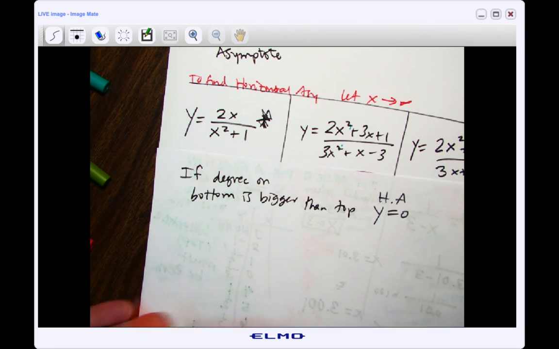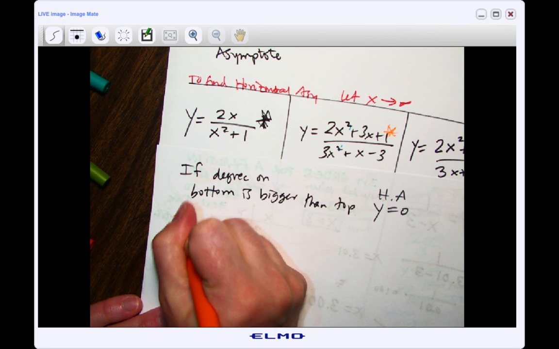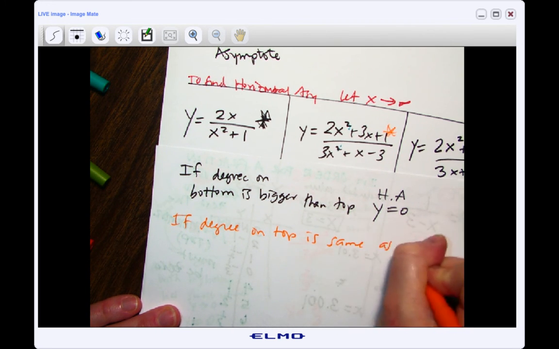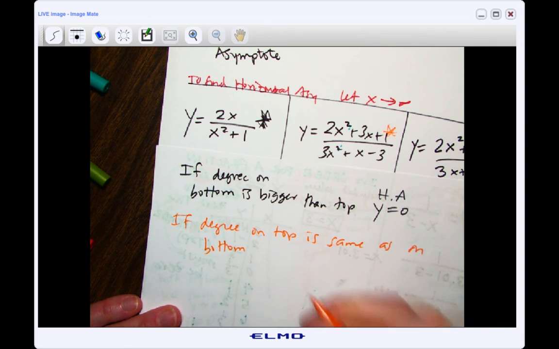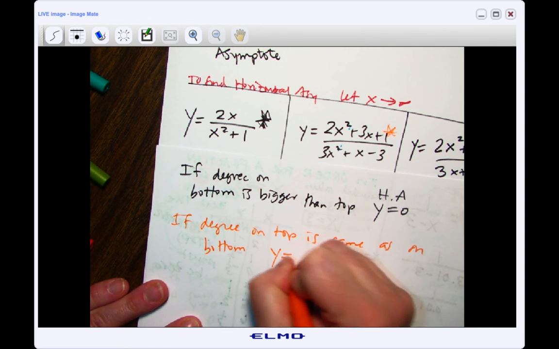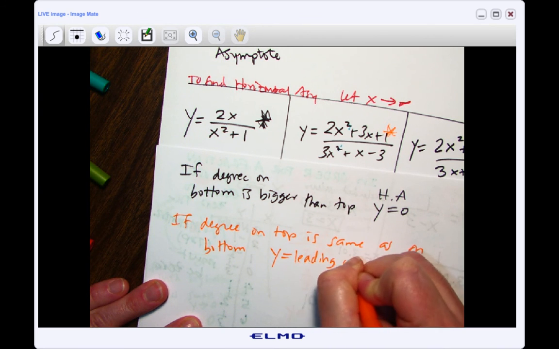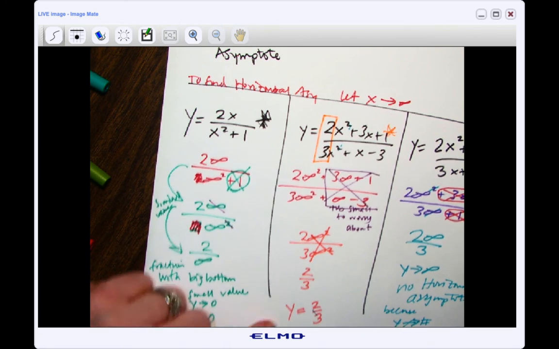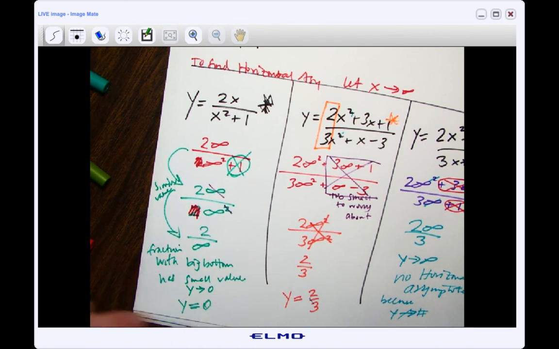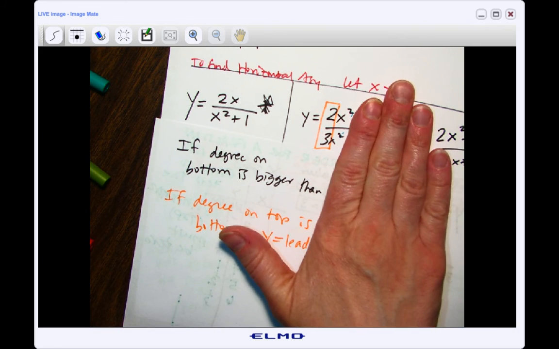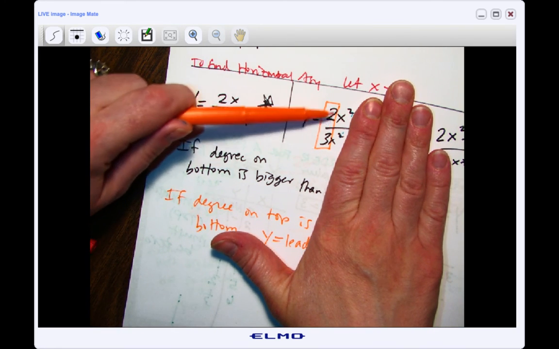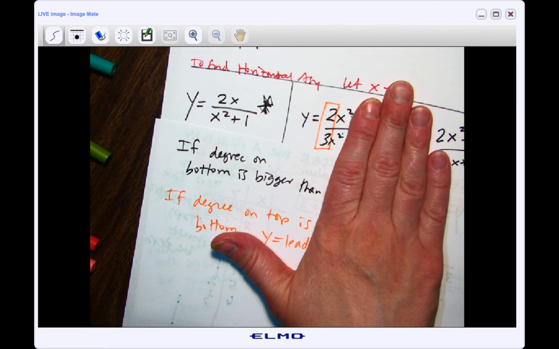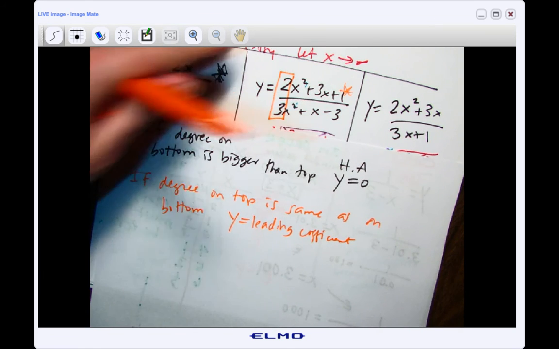The second one is if degree on top is same as on bottom, then you're going to get an asymptote that's y is equal to the leading coefficient. So what was the leading coefficient on this fraction? It was 2/3. And remember I said my asymptote was y is equal to 2/3. So what happens here is you ignore everybody that's not the leading terms, right? And then these x's cancel out, right? And you're left with a fraction that's just the leading coefficient. Okay? So that's the second thing that can happen.